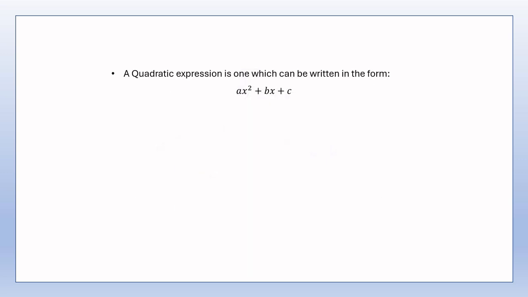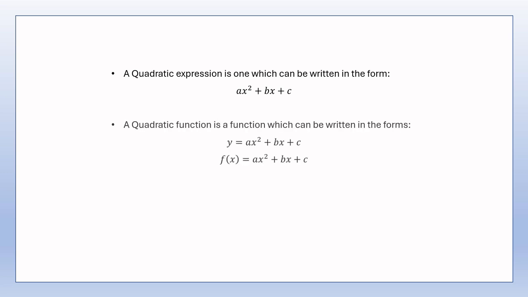So a quadratic expression is one which can be written in the form ax squared plus bx plus c. Different values can be substituted for x to give different values of the expression. A quadratic function is a function which can be written in the forms y equals ax squared plus bx plus c, or possibly f of x equals ax squared plus bx plus c, where again x can be replaced with different values and so it's a variable, and each value of x gives rise to a corresponding value of y, or f of x for example.